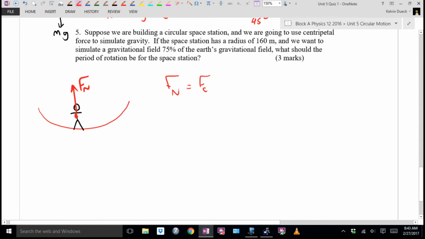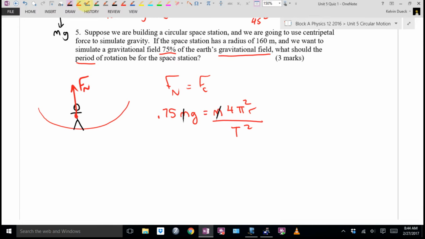We want the normal force to be 75% of Earth's gravitational field. We want the normal force to be 75% of mg. And it's going to be m, they want the period, so 4 pi squared r over T squared. Turns out this will work for lighter and heavier people, grown-ups and children.